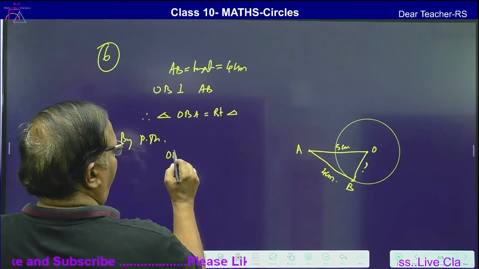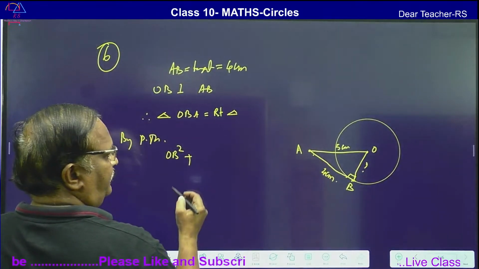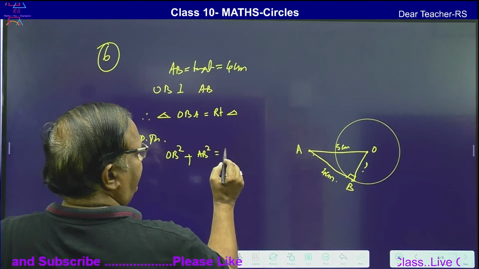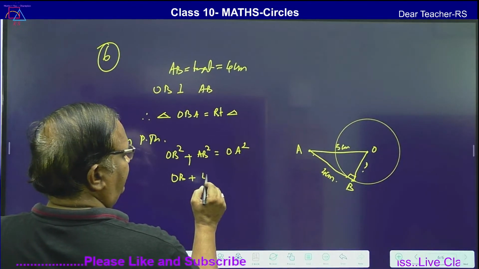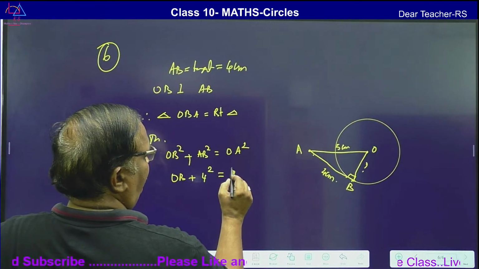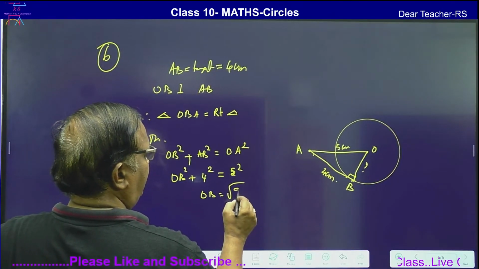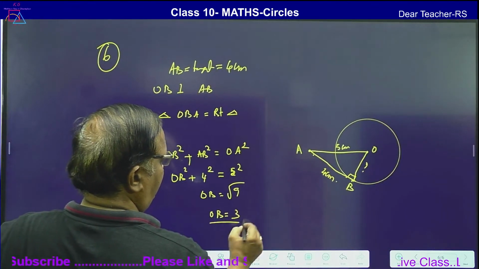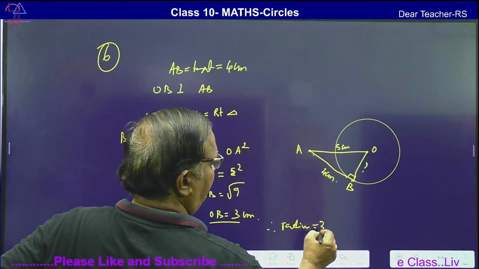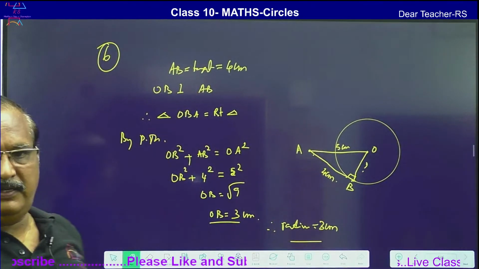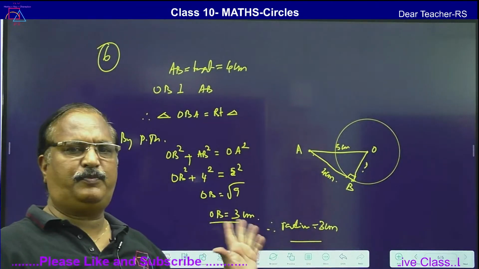OB square, this is 90 degrees, OA is the hypotenuse, OB square plus AB square is equal to OA square. OB we have to find out, AB is 4 centimeters and OA is 5. So OB square is equal to 25 minus 16, which is 9, and OB is equal to 3 centimeters. So therefore radius is equal to 3 centimeters. Okay. This is also a 2 marks question, a very common and basic problem.